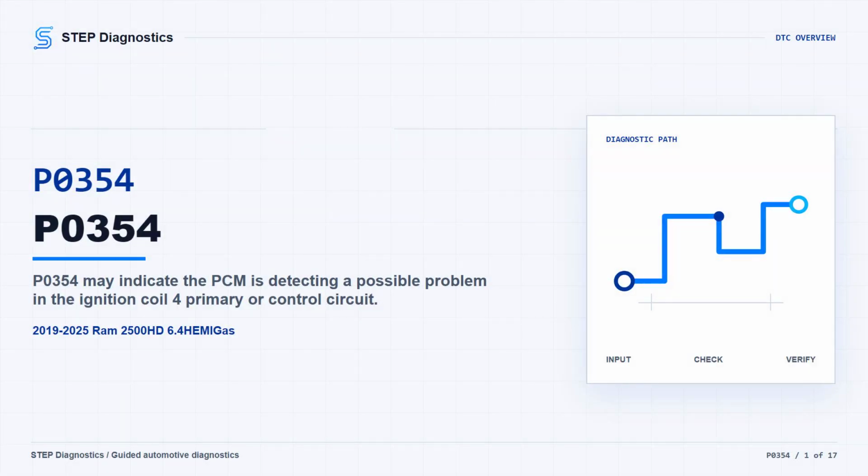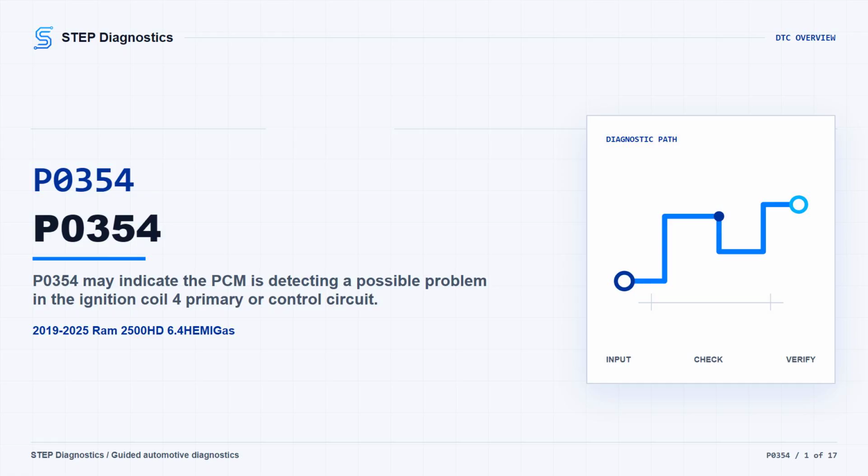On this Ram 2500 HD with the 6.4 HEMI gas engine, P0354 means the PCM may be seeing a problem on the ignition coil 4 primary circuit. In plain terms, coil 4 may not be getting the right feed or control, and the truck can show up with a misfire feel, rough running, reduced power, or just the MIL on.